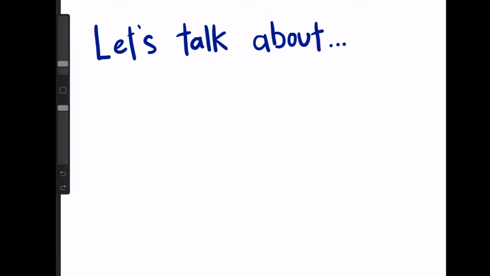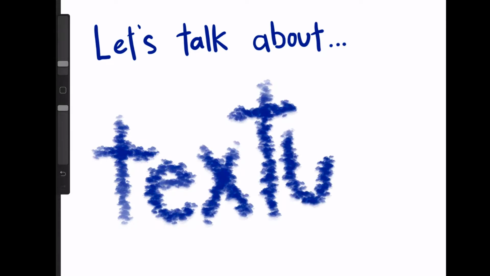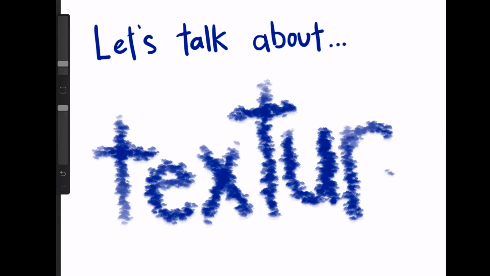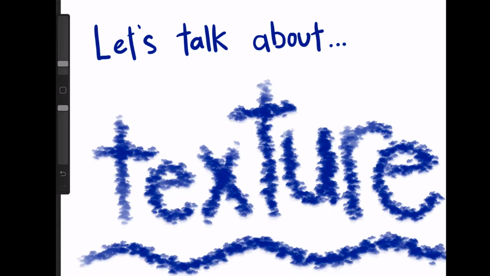Hello, everyone. For today's lesson, we are going to be talking about texture. Texture is one of the elements of art. It can be really important or not important at all. It's kind of a tricky one. So let's talk a little bit about this element.